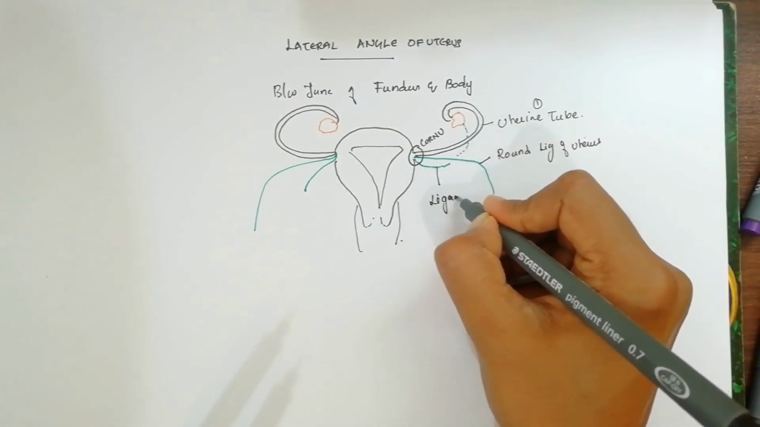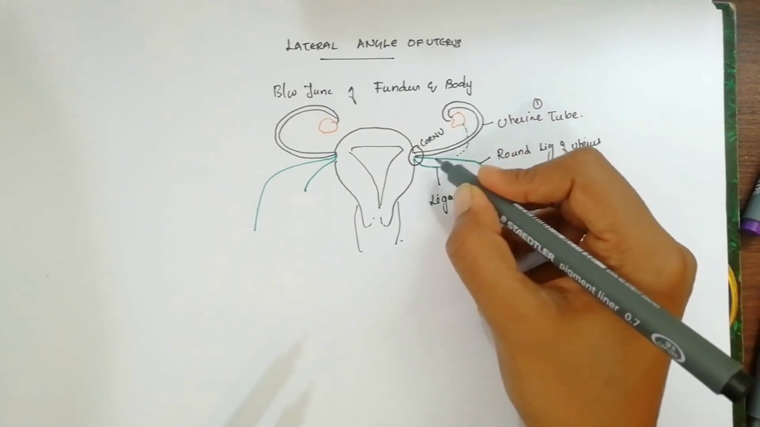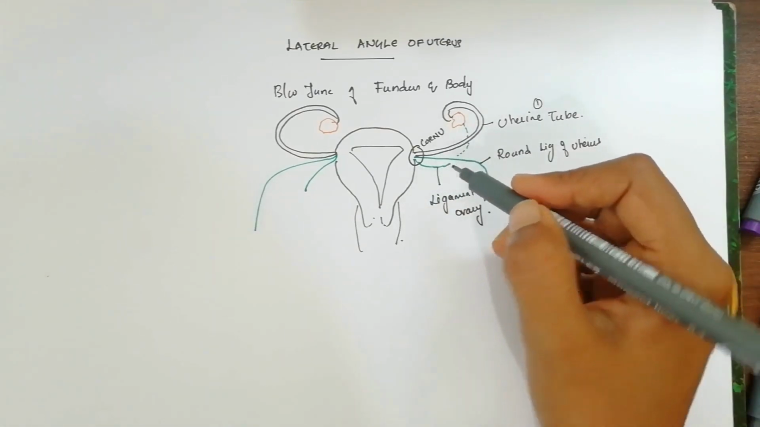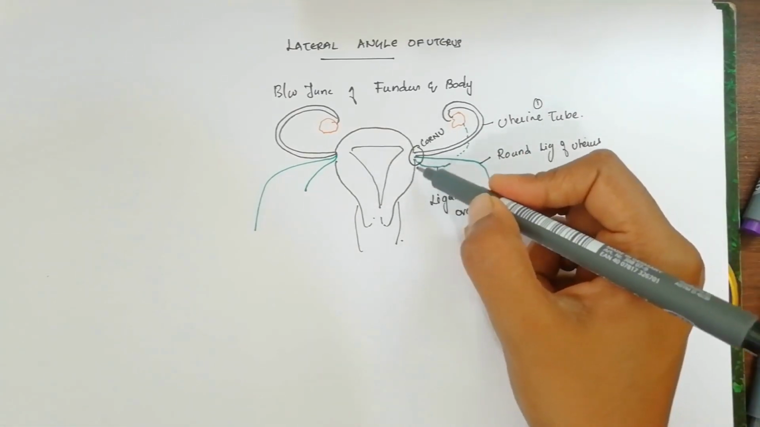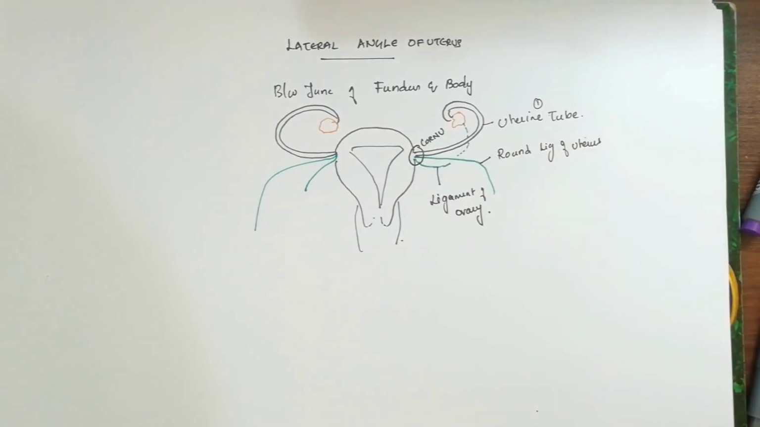So these are the three important structures we have in the lateral angle, which is very important. And in the uterus, this lateral angle is the point where the junction of body and fundus of uterus will be seen. So now we are moving on to the next part.